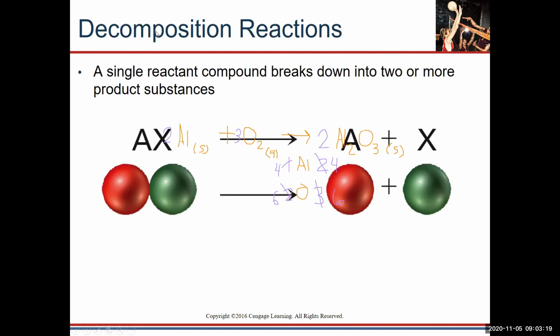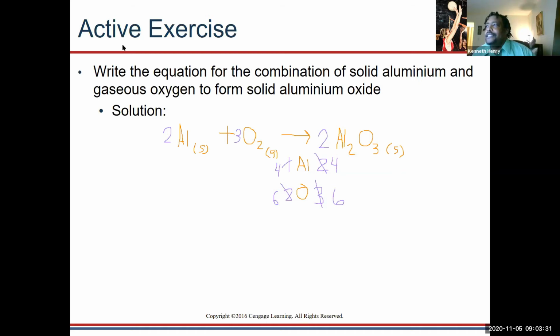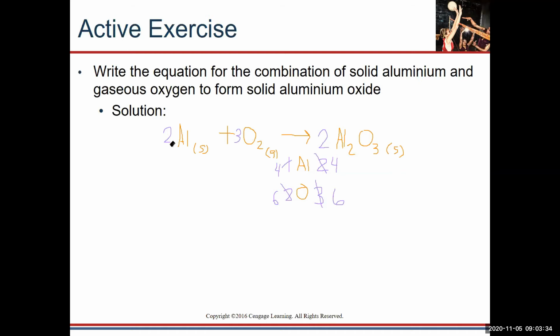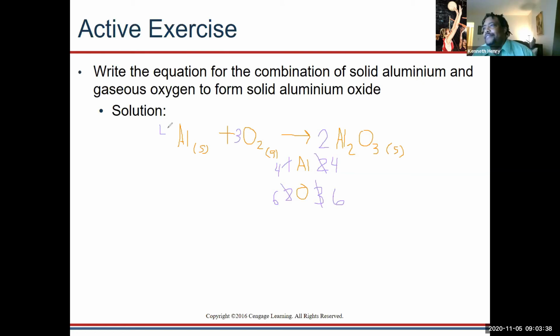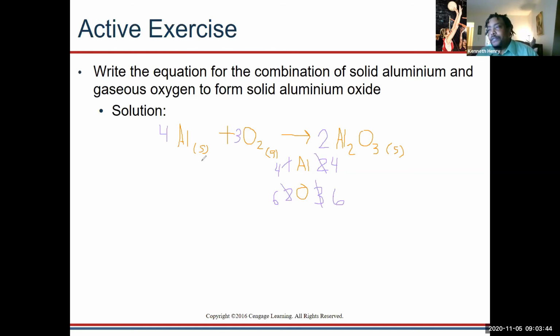No, for this one, we have 4 aluminums on the products, right? Let me go back. Let's see. So why do we only have 2? Oh, did you accidentally put 4 in front of aluminum? Okay, good job. Nice catch. For some reason, I thought the S was a 2. No, that was my fault. I overlooked it as well. So my bad. Good job, Jacqueline.